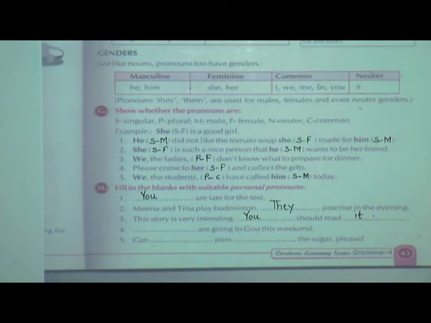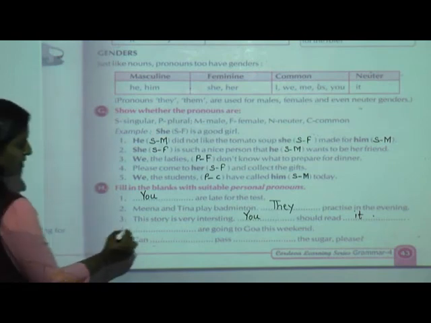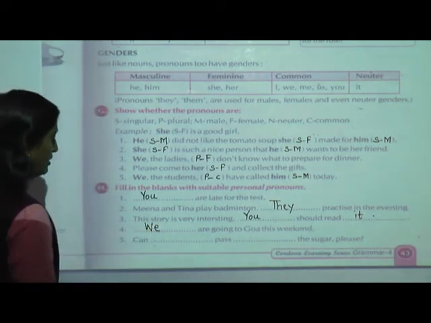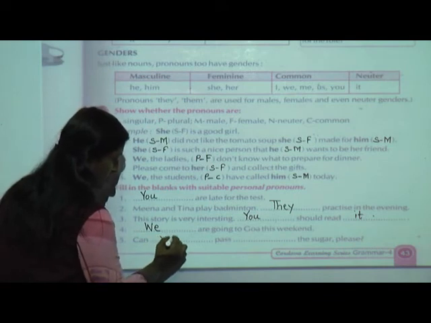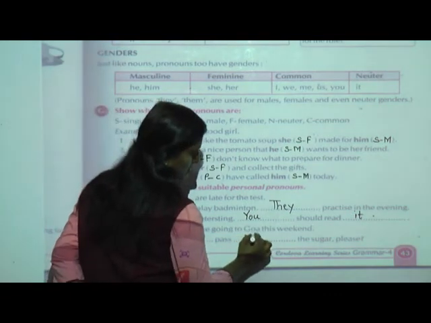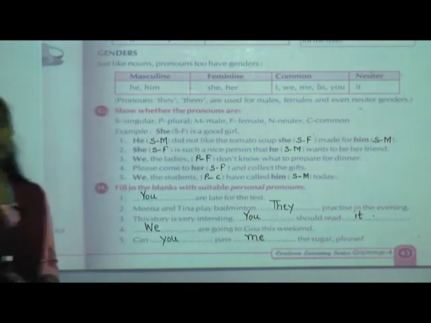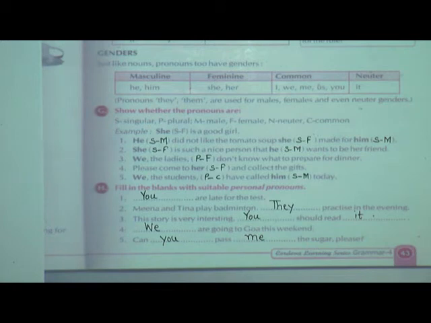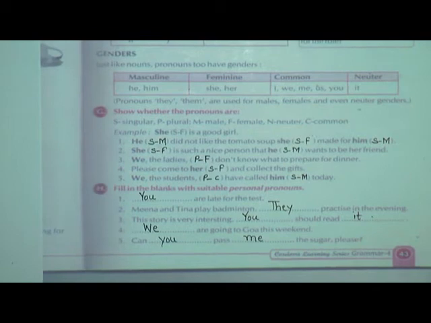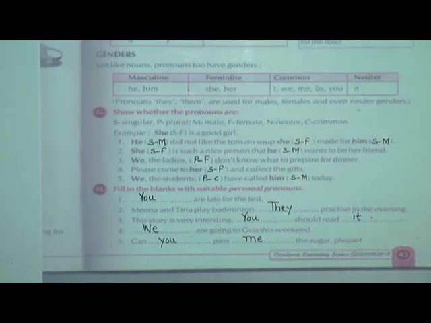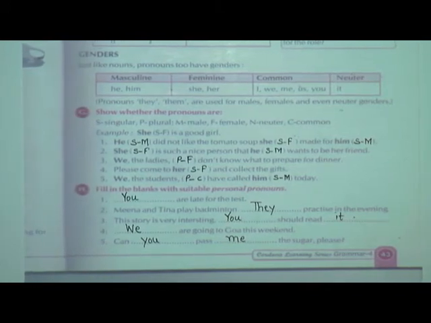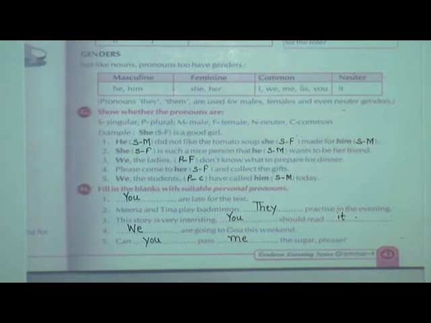Dash are going to Goa this weekend. Yes, we are going to Goa this weekend. Can you pass me the sugar, please? And in this way we have finished whatever we have learned, that is, we have learned personal pronouns, singular and plural pronouns, and we have learned about gender. I have solved all the exercise and I hope that you have understood and you have copied down, because it was only 3 words.